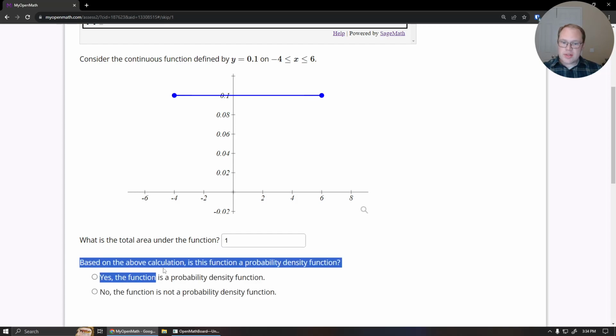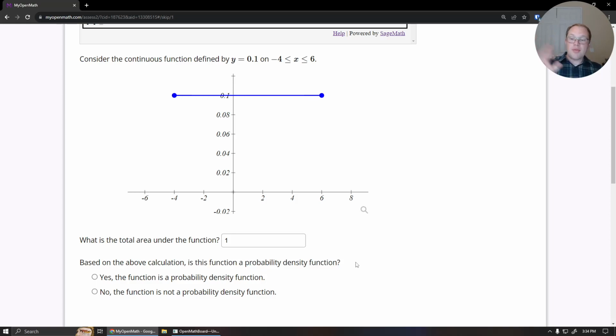Okay? So based on this calculation, is this function a probability density function? Does this function represent a probability density function? Now, there are a couple things we need to check for. First, remember that the whole function has to be above the x-axis because we want it to measure the area below the function and above the x-axis. That becomes hard if we go below that x-axis. Now, we don't have to worry in this case. It is entirely above that x-axis. It's entirely above this horizontal line, right?